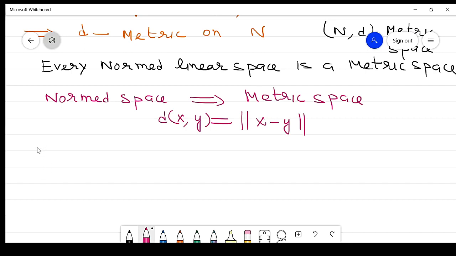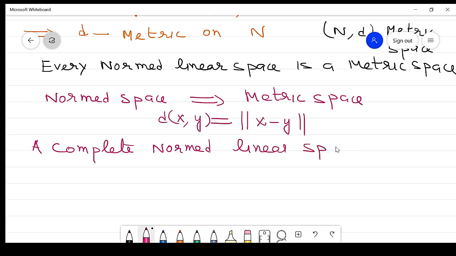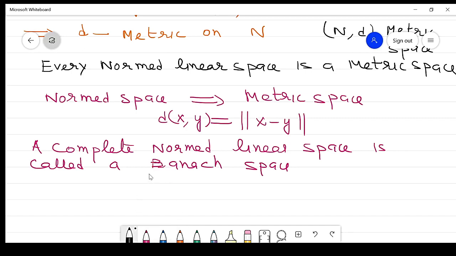So what is a Banach space? A complete normed linear space is called a Banach space. This is called a Banach space. Clear? So this is a complete norm space which is called a Banach space.